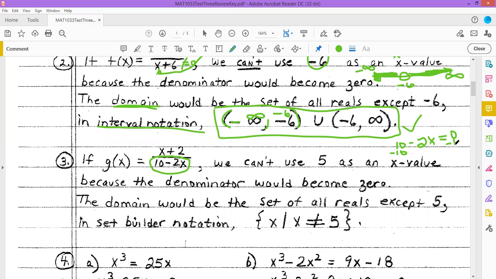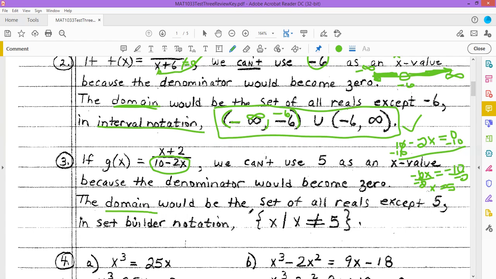So you're going to subtract 10 from both sides of the equation. The 10s will cancel on the left side, leaving negative 2x equals, on the right side, 0 minus 10 gives us -10, and then we're going to divide by -2. And when we do that, the 2's will cancel. We'll get x equals -10 divided by -2. That gives us +5. So when x is 5, our denominator is 0.